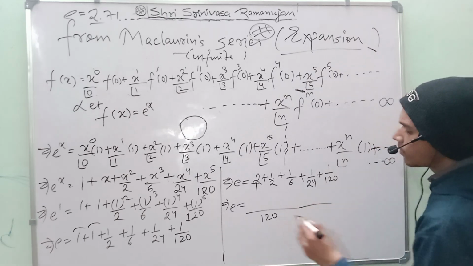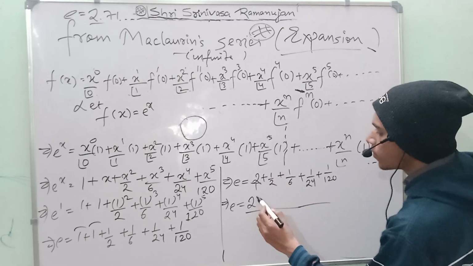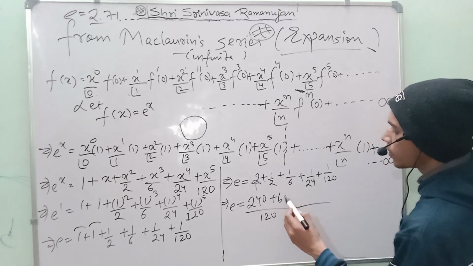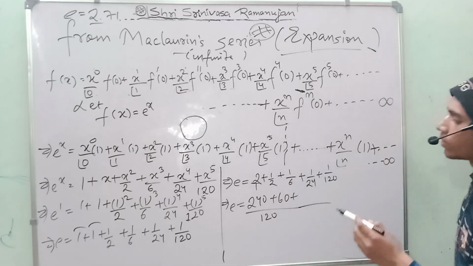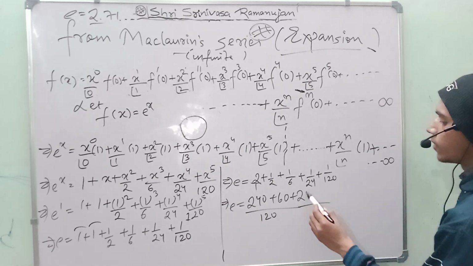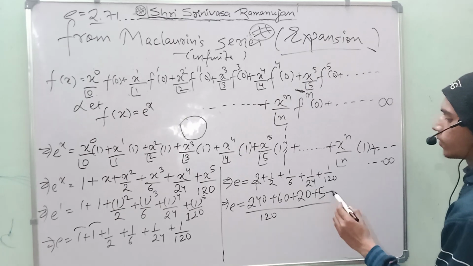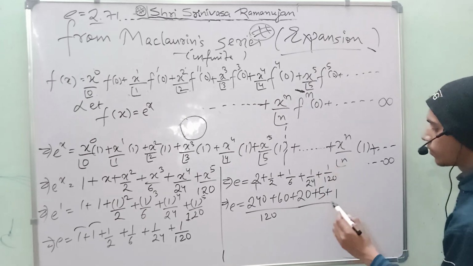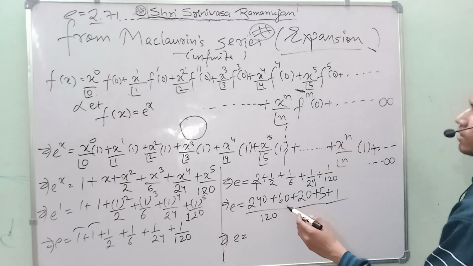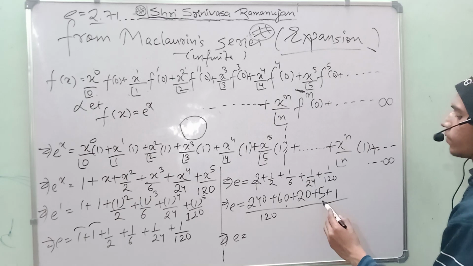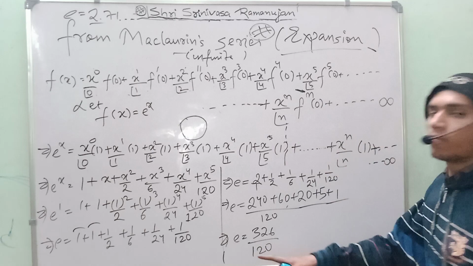120 will become the LCM, and 120 divided by 1 is 120. 120 into 2 is 240, plus 120 divided by 2 is 60, plus 120 divided by 6 is 20, plus 120 divided by 24 is 5, plus 120 divided by 120 is 1. Then solve 240 plus 60, 300, 320, 325, 326. So 326 by 120 is the value of E.